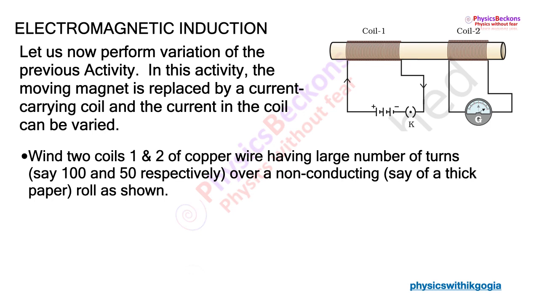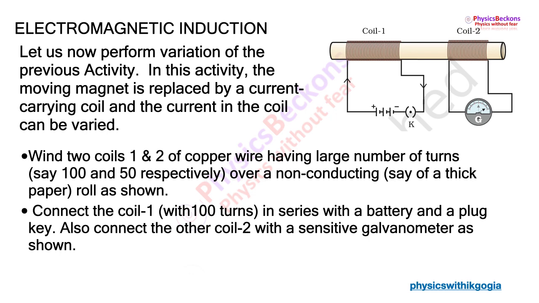We wind the coils 1 and 2 of copper wire having a large number of turns, say 150, means coil 1 has 100 turns, coil 2 has 50 turns, over a non-conducting roll. Here the roll is made up of thick paper. Connect coil 1 with 100 turns in series with a battery and a plug key. This is shown in the diagram. Connect coil 2 with a sensitive galvanometer. This is the experimental setup you will need to perform this activity.